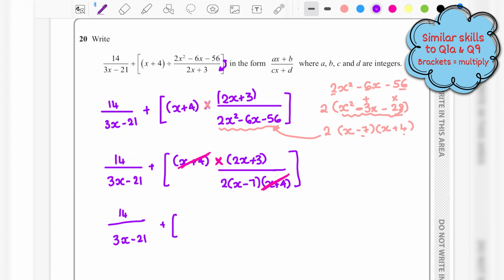I've got 2x plus 3 on top over 2 brackets x minus 7 at the bottom. I actually don't need that bracket, so let's get rid of it.